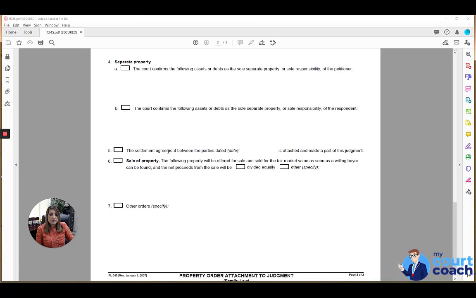If the use of this form is merely to just adopt the settlement agreement, if there is a written settlement agreement between the parties, you can always mark box 5, list the date of the settlement agreement, and this is just saying that this is now part of the judgment.